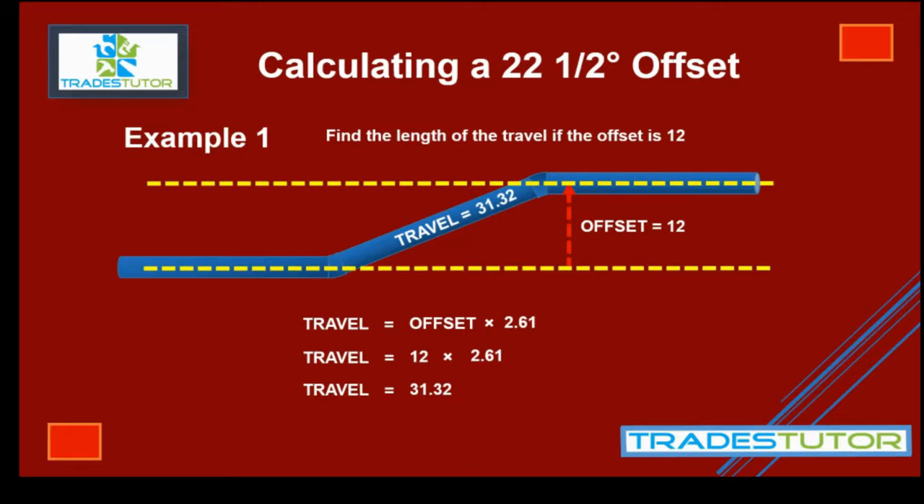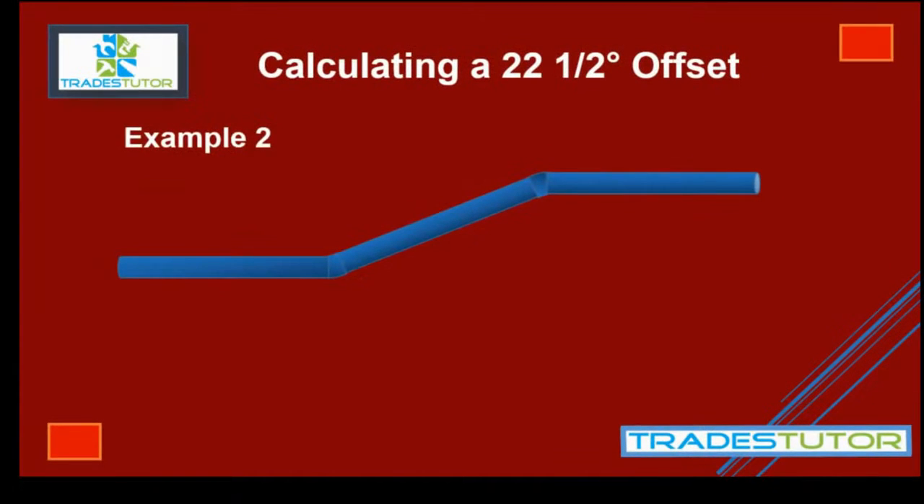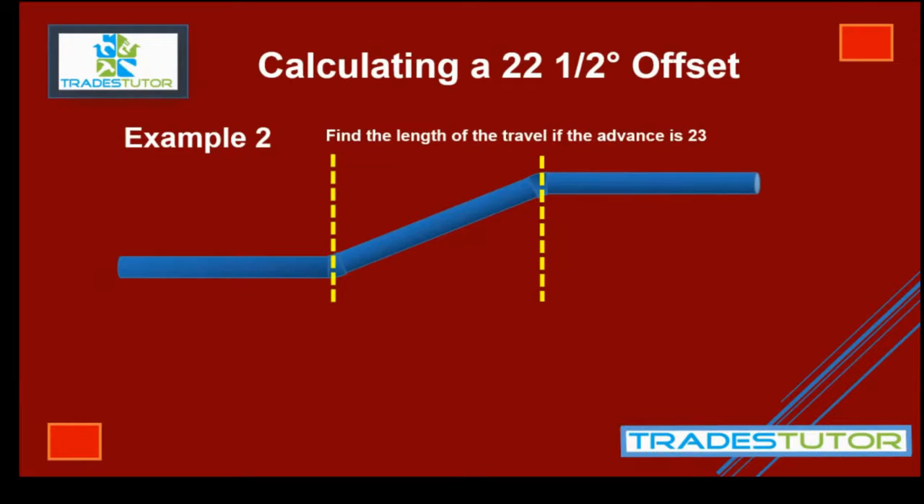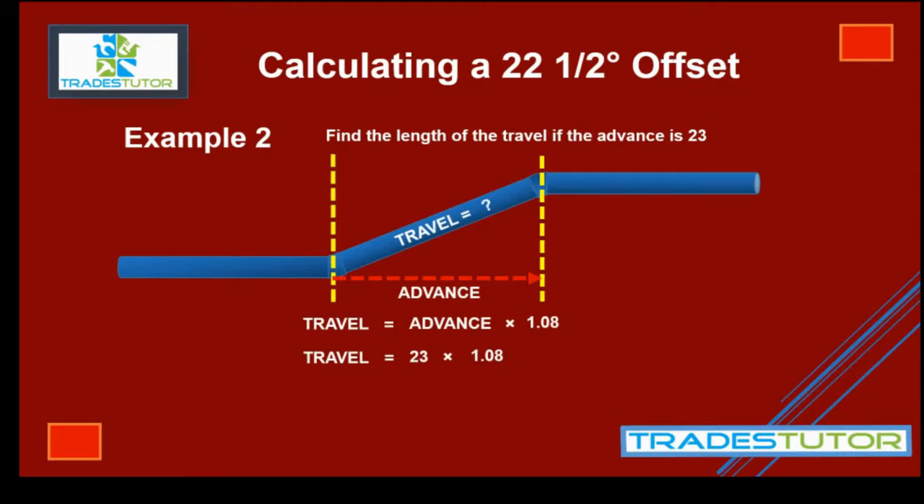All right, should we try another one? Find the length of the travel if the advance is 23. So now we're dealing with the advance and the travel. We can put these lines back in. That's the advance, and that's 23, and what we're trying to find is the travel right there. That's the formula we're going to use. So now we plug in the numbers, 23 times 1.08. It's as simple as that. And the travel ends up being 24.84.